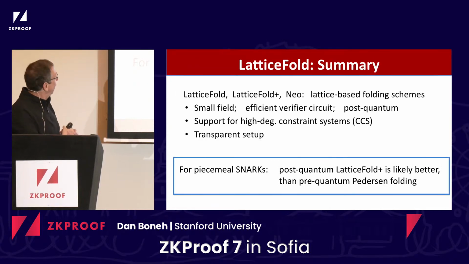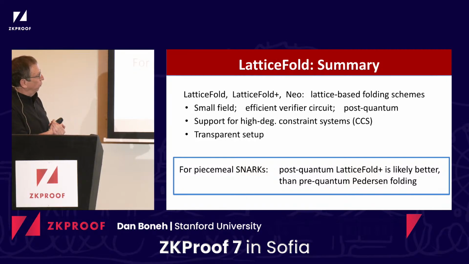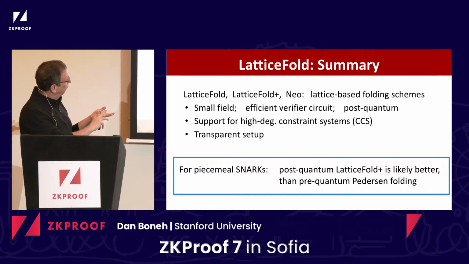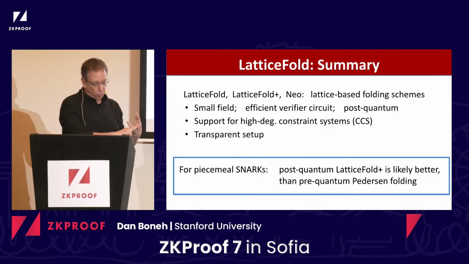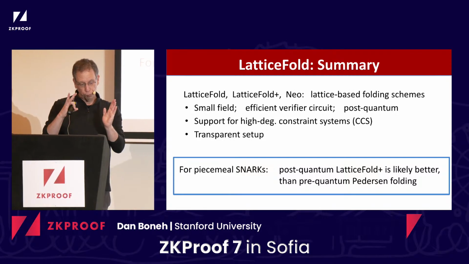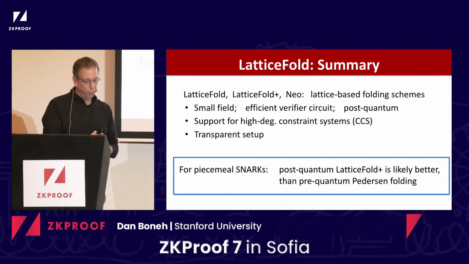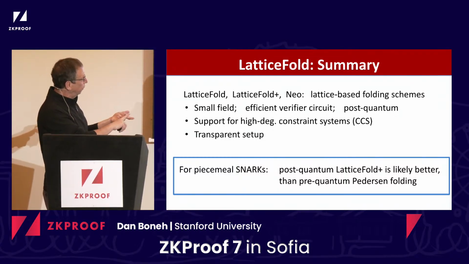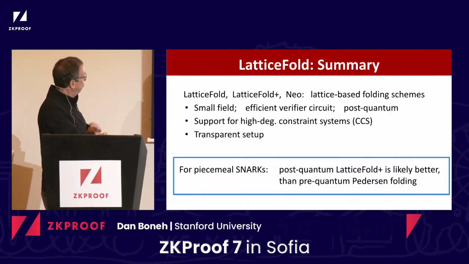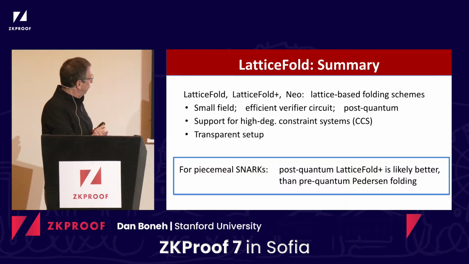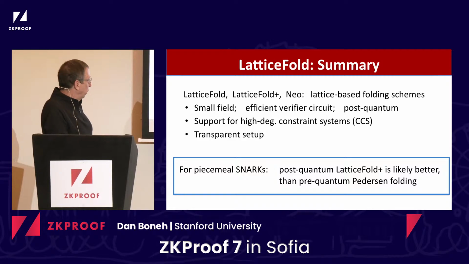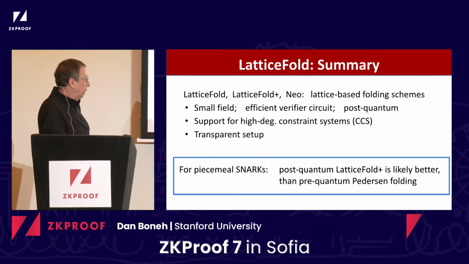Okay, so to summarize, we have these new lattice-based folding schemes. There's the original LatticeFold, there's the improvement LatticeFold Plus, and there's a third improvement called Neo that gives an orthogonal improvement to LatticeFold. So we now have two improvements to LatticeFold, which is very exciting. The point is we can now do folding in a small field. We have very efficient verification circuits. It's post-quantum secure. It supports these high-degree constraint systems. No setup. And so my point is that if you want post-quantum piecemeal SNARKs, it looks like lattice-based folding is a good way to go.